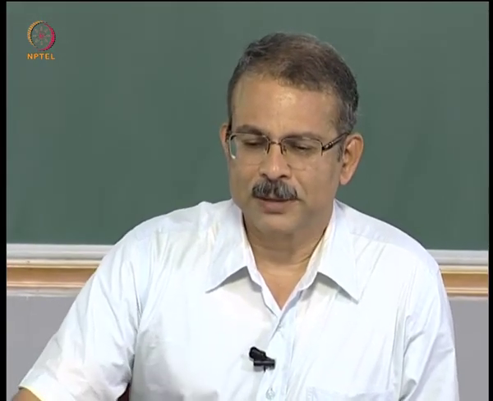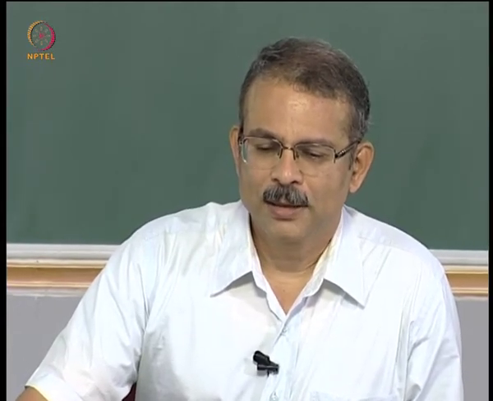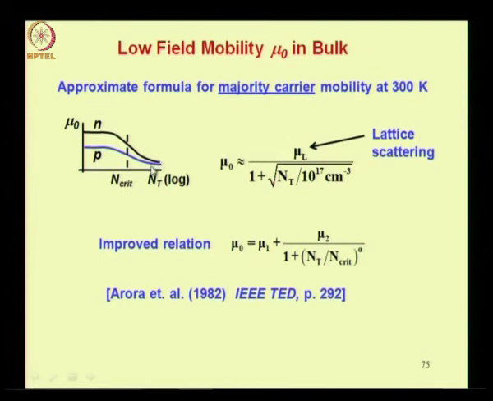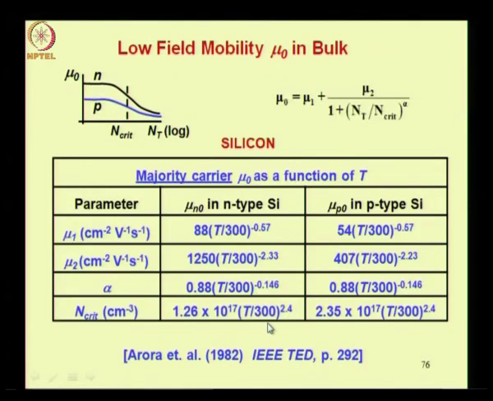Now let us look at an improved relation. Now you see, what is found is that for large nt, this relation predicts the mobility going towards 0, whereas it is found in practice that it would be more appropriate to have a non-zero saturating value, because then the expression fits the curve better, and that is why people have proposed an improved relation where you add a small mobility term here, which is the saturation value for large nt. Now the values in this formula are given here.